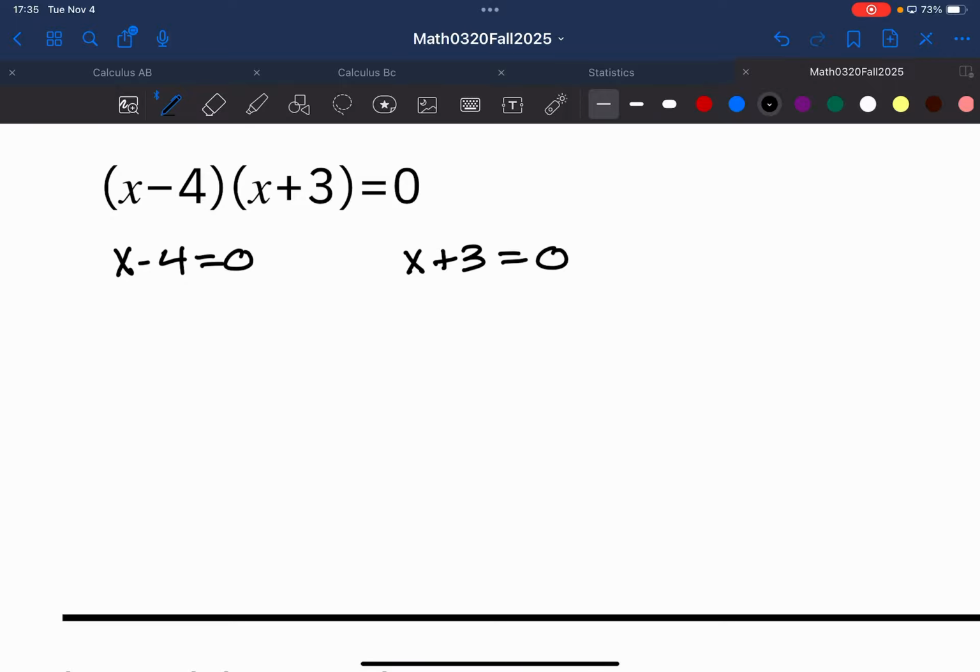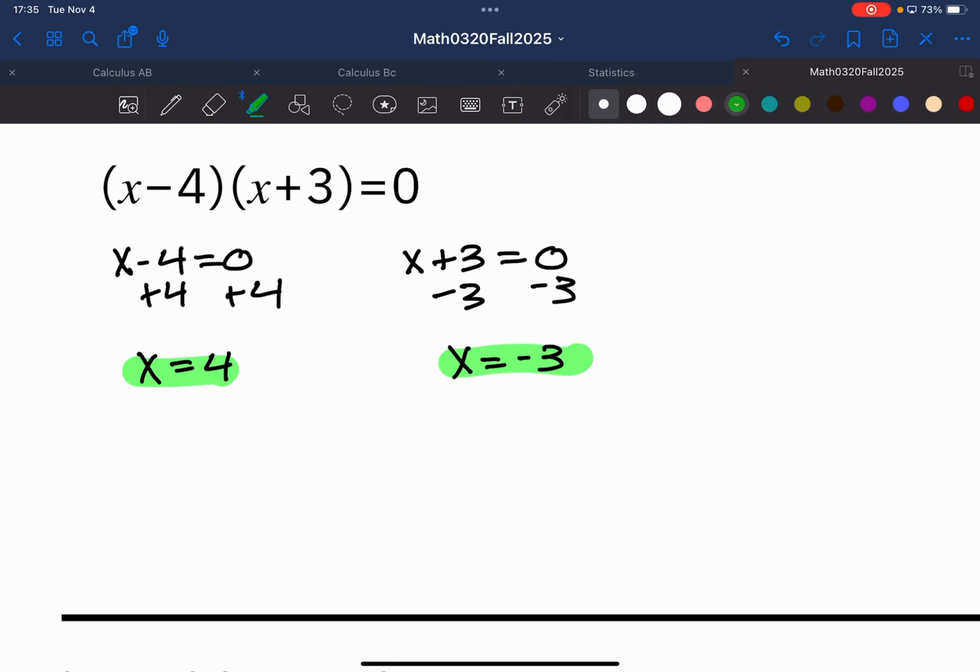And then for each of them, I'm just solving for x. So in this first one, I'm going to add 4. So I have x is equal to 4. That's my first answer. And then what would I do for this one? Minus 3. So I have x is equal to negative 3. Okay. So those are my two answers for this quadratic equation.